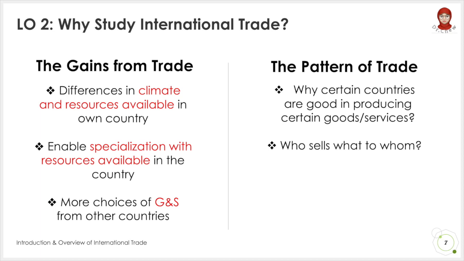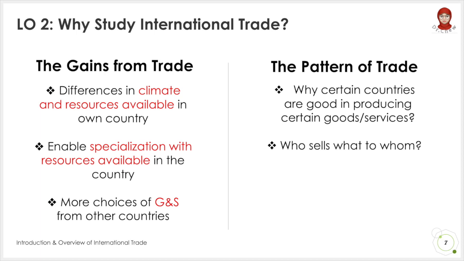And we will talk about the pattern of trade in specific, why certain countries are good in producing certain goods or services. We talk about this in terms of the Malaysia and Switzerland example, why Malaysia is very good in producing cocoa bean. It is due to the natural resources available in the country. The climate enabled the country to grow plenty of cocoa bean. And why is Switzerland very good in producing chocolate? Because they have the technology for it. They have the research and development in terms of producing chocolate.